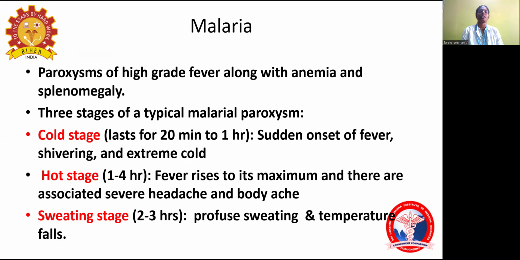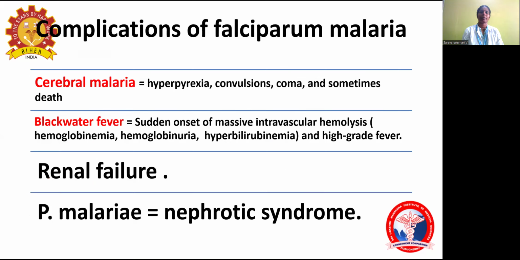The cold stage lasts for 20 minutes to 1 hour, with sudden onset of fever, and the hot stage lasts 1 to 4 hours. The maximum fever is recorded, and it is always associated with severe headache and body ache. This is followed by the sweating stage, where the patient complains of profuse sweating and the temperature falls. So far we have done the clinical features. Now we are going to the complications of falciparum malaria.